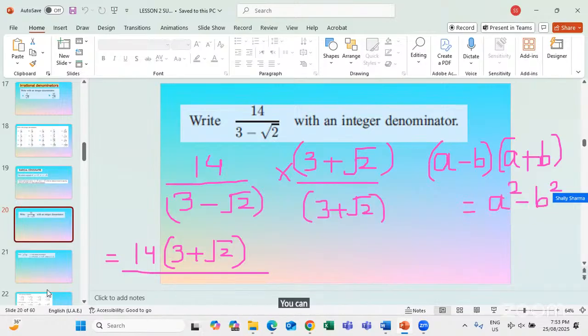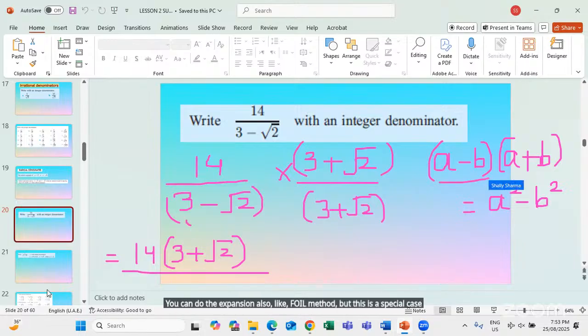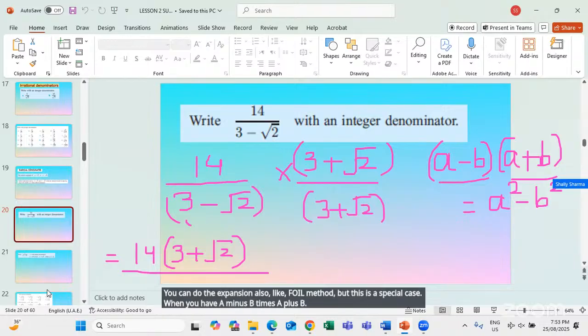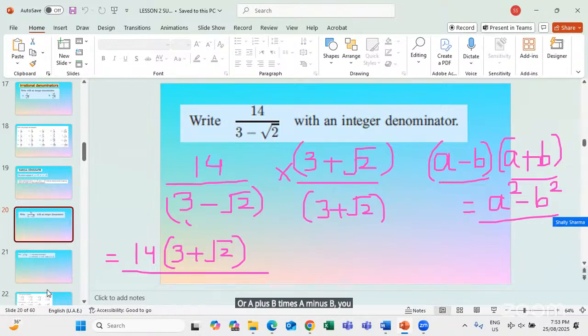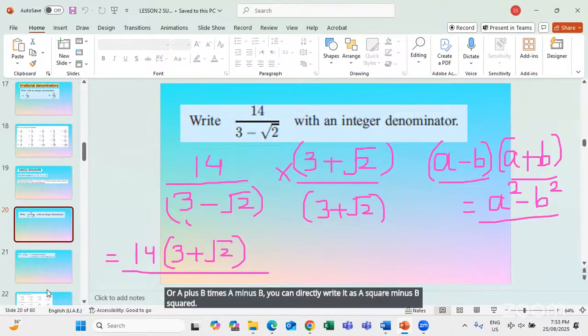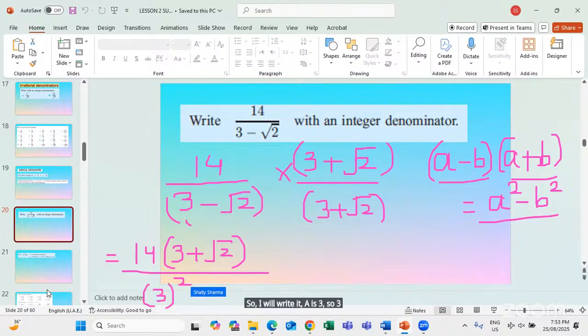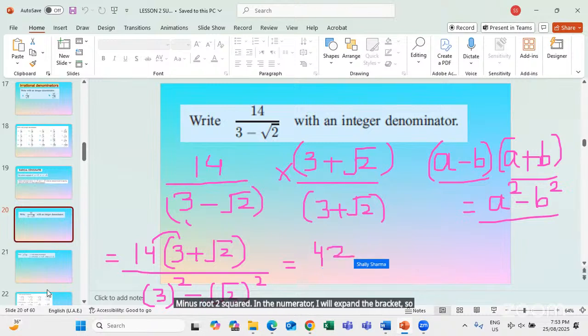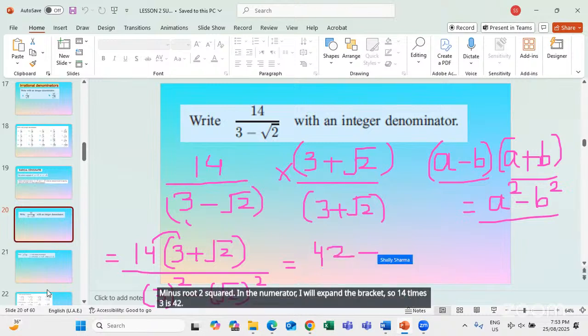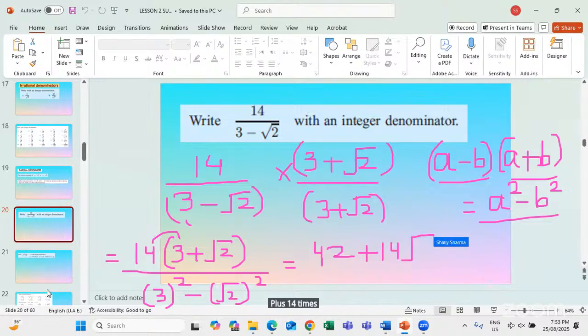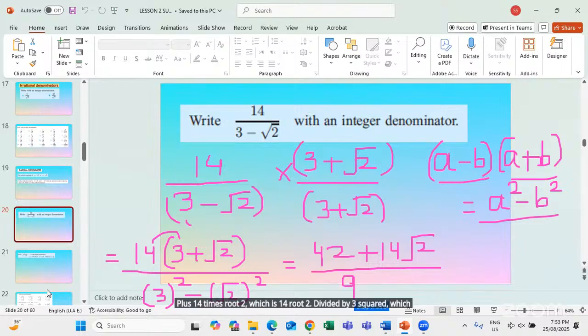You can do the expansion also like the FOIL method, but this is a special case when you have a minus b times a plus b, or a plus b times a minus b, you can directly write it as a square minus b square. So I will write it, a is 3, so 3 square minus root 2 square. In the numerator, I will expand the bracket. So 14 times 3 is 42 plus 14 times root 2, which is 14 root 2, divided by 3 square, which is 9, and square and square root will cancel, so it is just a 2.